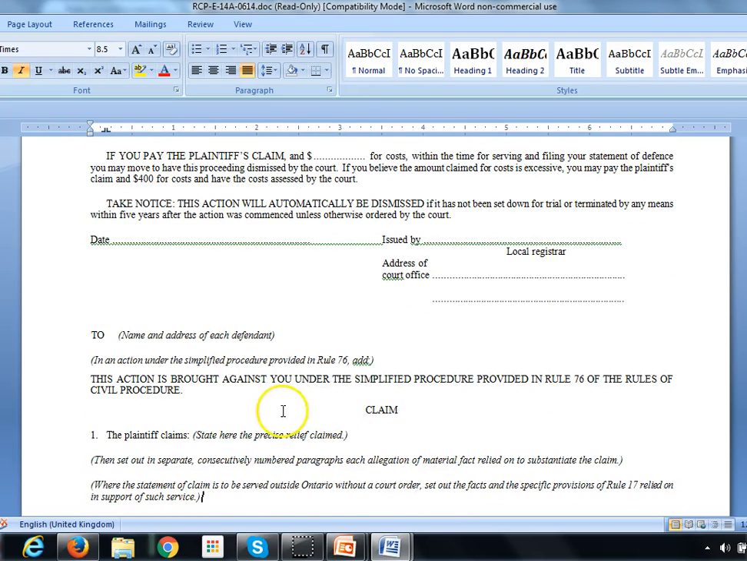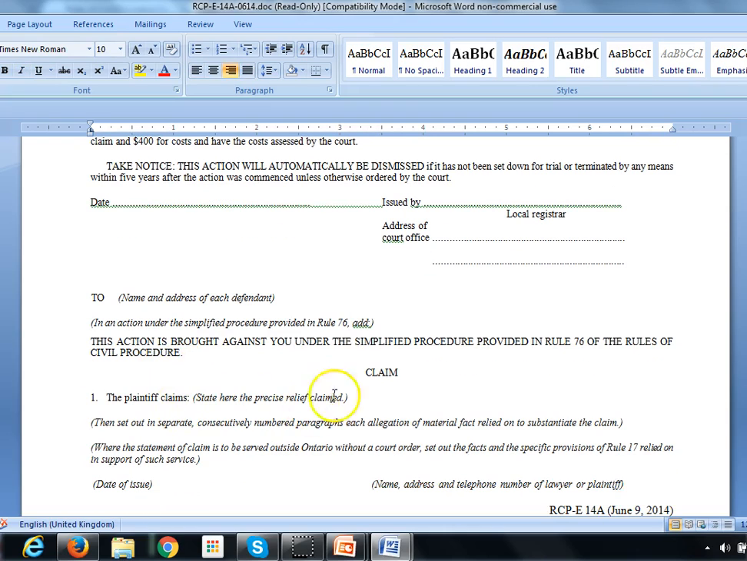and underneath that we'll talk about Rule 76. We will have a separate lecture on Rule 76, but in the previous lectures I've briefly explained that if your claim is for $100,000 or less, then you must commence your court action under Rule 76. So this language is specific here.